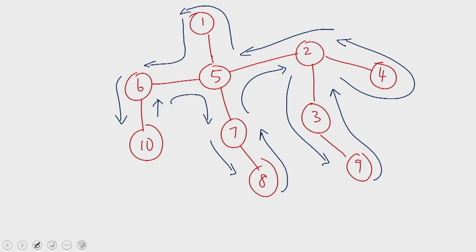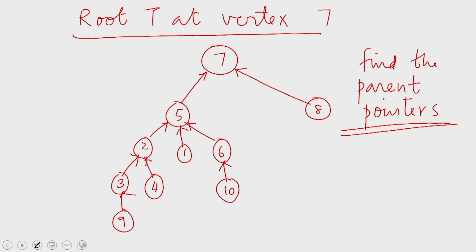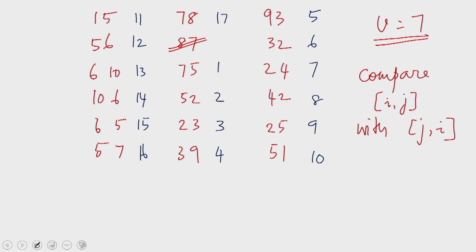Therefore, 5 is closer to 7 than 2. In other words, when we root the tree at 7, the edge from 5 to 2 must be a parent to child pointer, whereas the edge from 2 to 5 is a child to parent pointer, which means 5 has to be the parent of 2. So, that gives us the idea that when an edge i j is compared with its twin, and if we find that i j has a rank which is less than the rank of j i, then i is the parent of j.